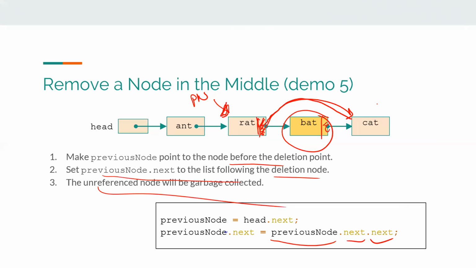Could you skip over 2? Yeah, you could. You could say previous node dot next equals previous node dot next dot next dot next, and then you'll skip over 2. If you want to delete 2, that's how you would do it. Yeah, good questions. Any other questions?